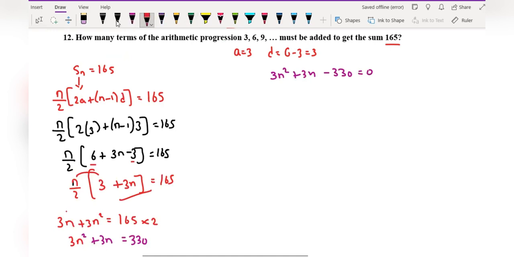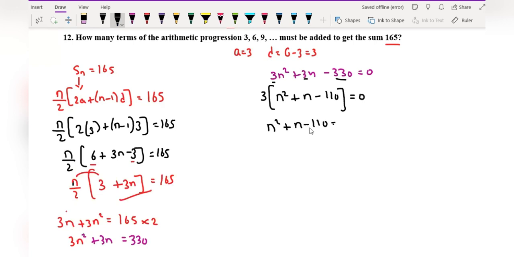Okay. So now this is in the form of a polynomial equation, so we have to factorize it. But as you can see, in all three terms something is common. What is common? 3 is common. Why did we take 3 common? Because 330 is in the 3 times table. That's why. Remaining is n square plus n minus 110 is equal to 0.